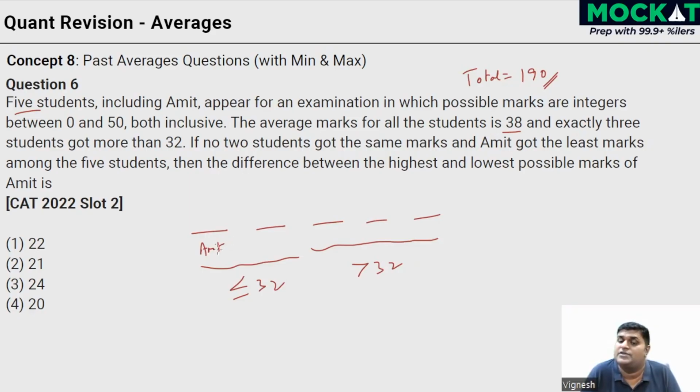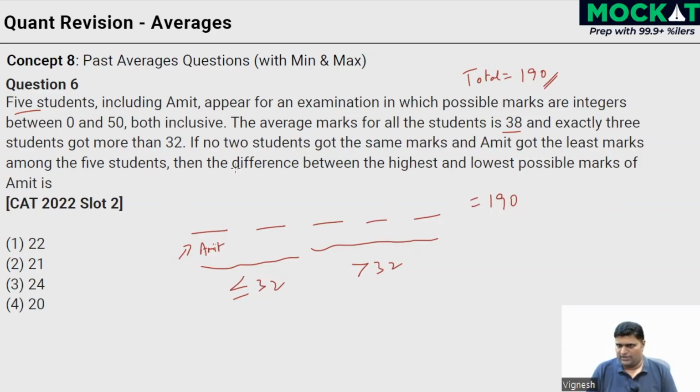Then the difference between the highest and lowest possible marks of Amit. So I need to find the difference between the highest and lowest of this fellow Amit over here. And 5 over here given to me. Total is going to come to 190. So what can be the thought process over here, right? So how do we work with this 190 figure?